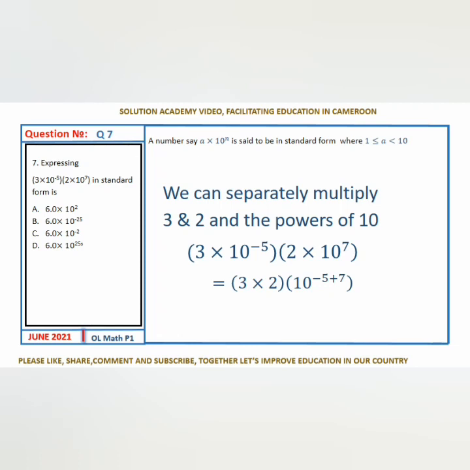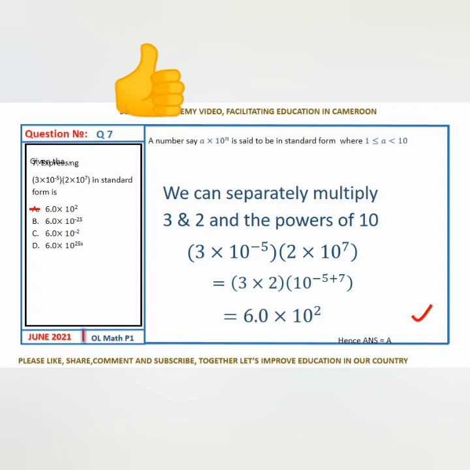And we know that from laws of indices, when the bases are the same, we just add the powers. That's why we have 10 raised to the power minus 5 plus 7. So 3 times 2 is 6.0 times 10 to the power 2, because negative 5 plus 7 is 2. So if we do this, you see that our answer is A.